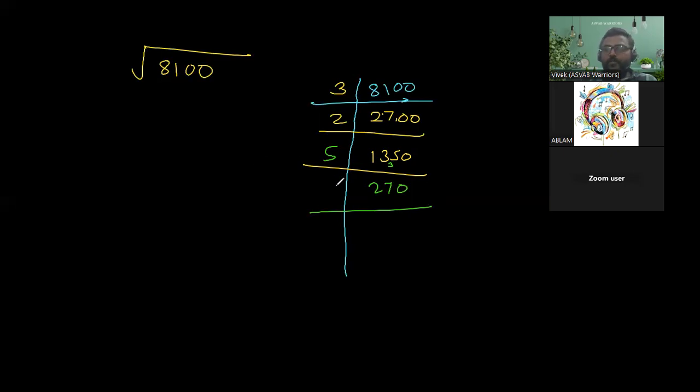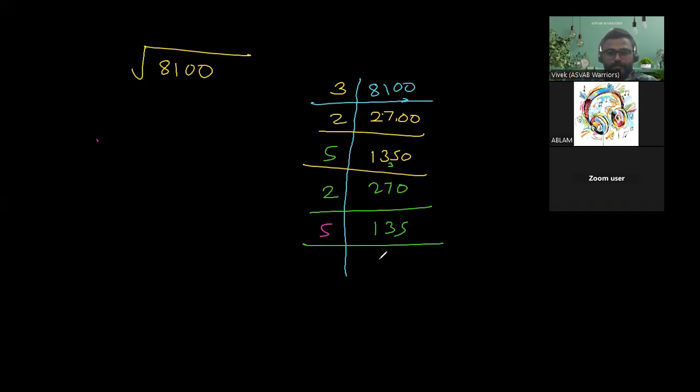Now we'll take Ablam's number. You can divide this number by 2. So 135. Now 135. Which prime number do you think you can divide this 135 with? Ablam says 5. Okay, let's go ahead with 5.